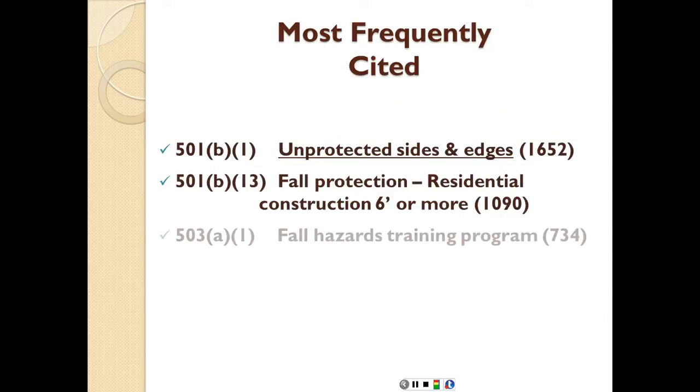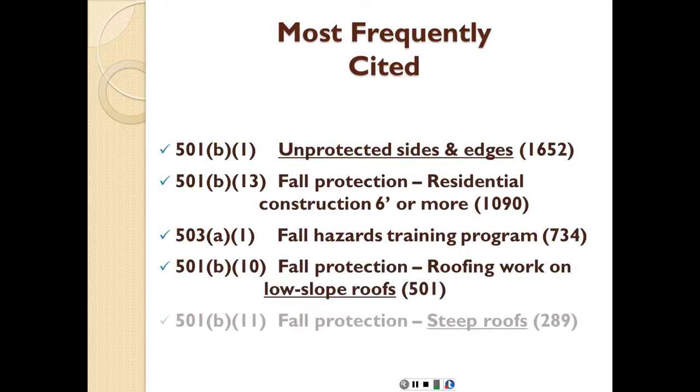Some of the most frequently cited violations related to lack of fall protection measures: 501(b)(1), unprotected sides and edges, 1,652 violations. 501(b)(13), fall protection, residential construction 6 feet or more, lack of that fall protection, 1,090 violations. 503(a)(1), fall hazards training program, the lack of a training program, 734. 501(b)(10), fall protection, roofing work on low slope roof, 501 violations. And 501(b)(11), fall protection on steep roofs, 289 violations.